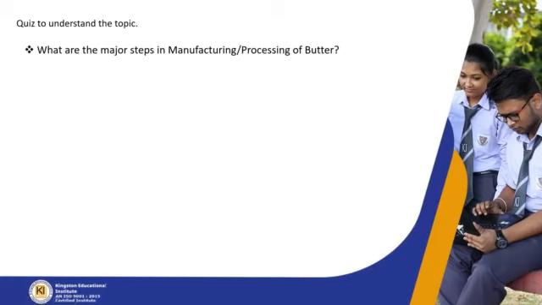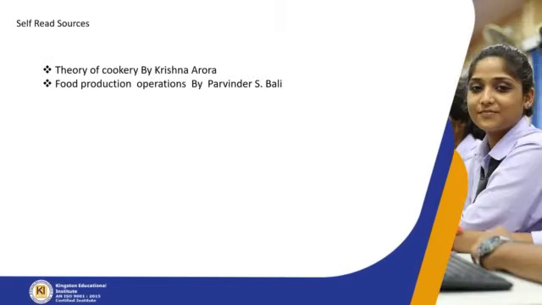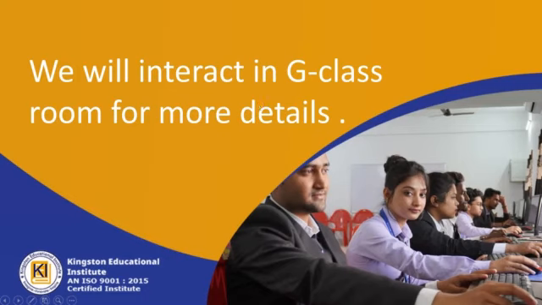Now is the activity or quiz for this PPT. You have to write what the major steps are in manufacturing or processing of butter. To know more about this topic, you can go for these two books: Theory of Cookery by Krishna Arora, and Food Production Operation by Parveen S. Bali. We will discuss more details of this topic in our class, so join me in the classes to know more.